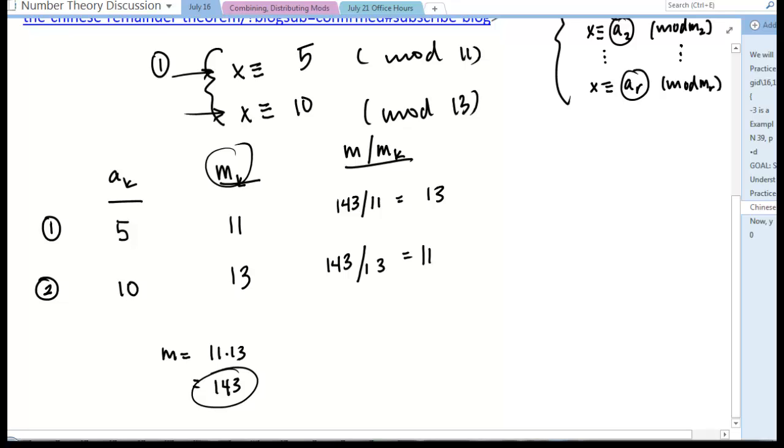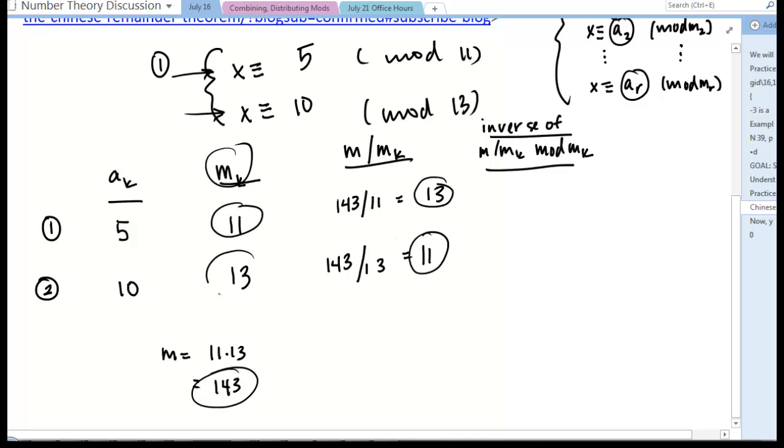Now this next column is going to be the one that's going to take you some time to wrap your head around and believe and calculate, okay? So this one, you're going to find the inverse of M divided by MK mod MK, okay? So I'm looking for the inverse of 13 mod 11 and the inverse of 11 mod 13.